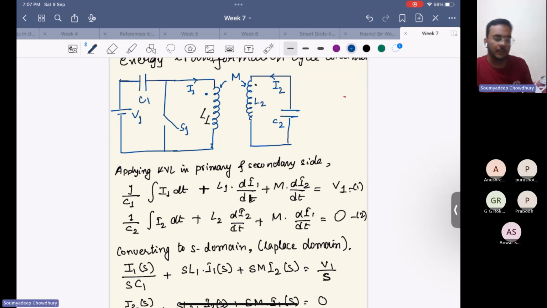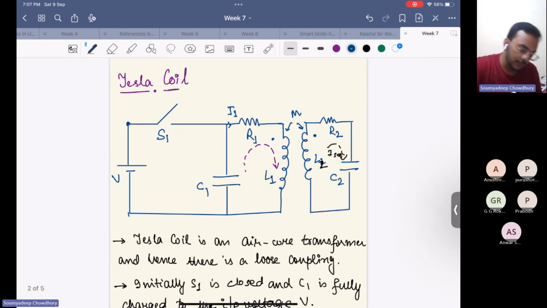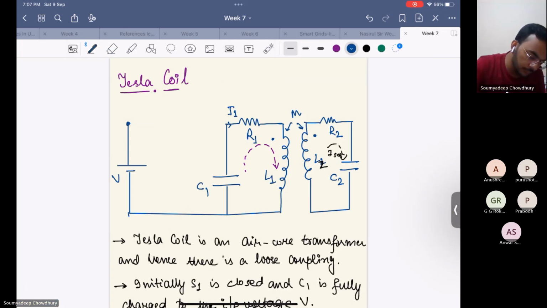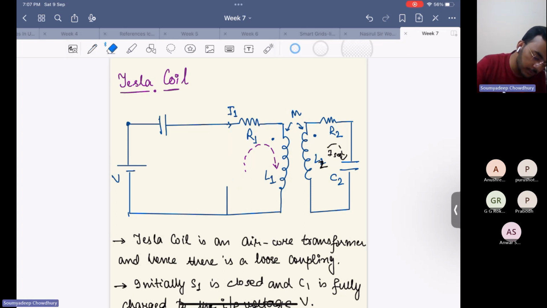Is it fine now? The circuit diagram I have drawn was actually incorrect. The switch is in parallel. Here also you correct it. Here also I did it wrong. The capacitor is connected in series. Here I have the switch. Is it fine now, Mr. Anwar? Yes, sir. Now it's okay.